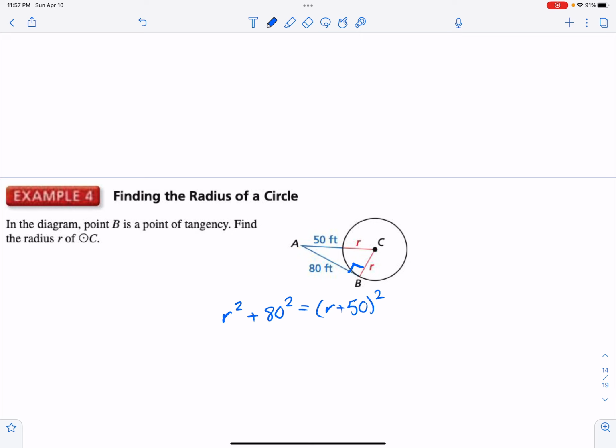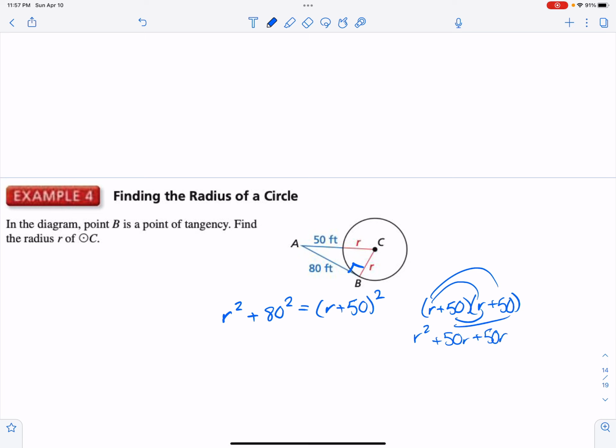So in order to solve for this one now, what I have to do is FOIL out r plus 50 quantity squared. Again, it's been some time, so I'll work that out off to the side here. So r plus 50 squared, when I FOIL, first times first is r squared plus 50r plus another 50r.